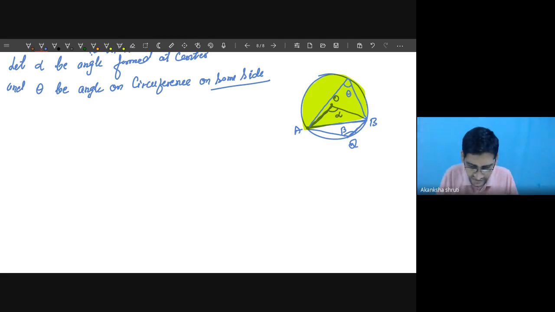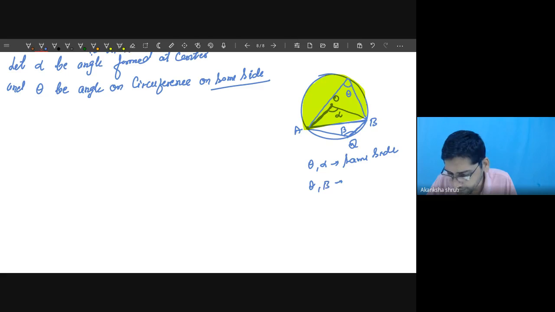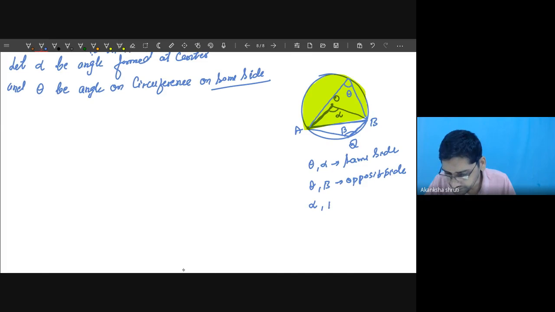So here theta and beta, what are on the same side? Theta and alpha, they are on the same side. But theta and beta are on opposite sides or in opposite segments, opposite side of the chord, or even this alpha and beta are also on opposite sides.